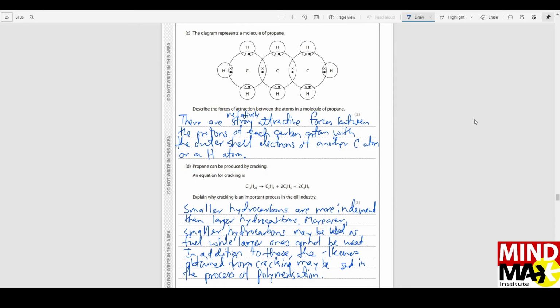Describe the forces of attraction between the atoms. So it's a basic covalent attraction. In a covalent attraction, the protons of the individual atoms are attracted to the outer electrons of the atom to which they are bonded. So that's why there are relatively strong attractive forces between the protons of each carbon atom and the outer shell electrons of another carbon atom or another hydrogen atom. So that's what happens. Okay.